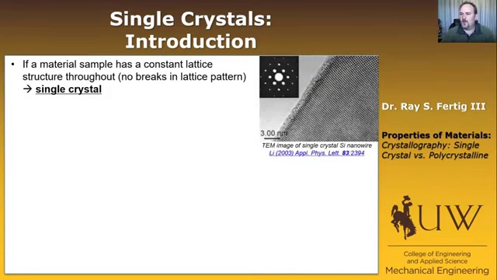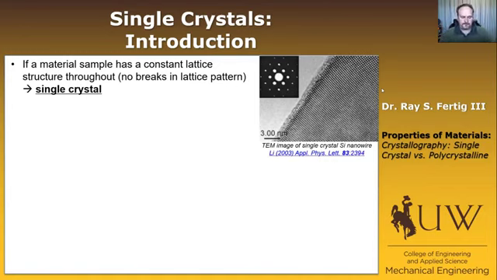Okay. What I'm showing you here is an image from a transmission electron microscope. You can see a scale bar of 3 nanometers, and this is for looking at silicon atoms. You can see the lattice that the silicon atoms are forming, and that it's repeated throughout. So that's an example of a single crystal.